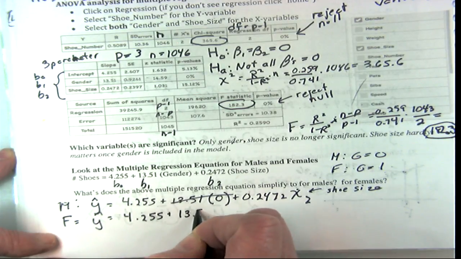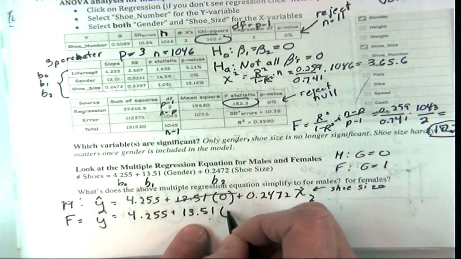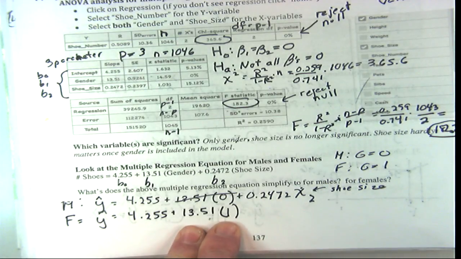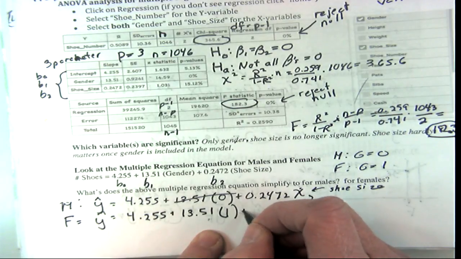And now here's the difference it makes. Gender makes for, comparing males to females, females have on the average 13.51 more pairs of shoes. And we're multiplying by 1 here. Plus.